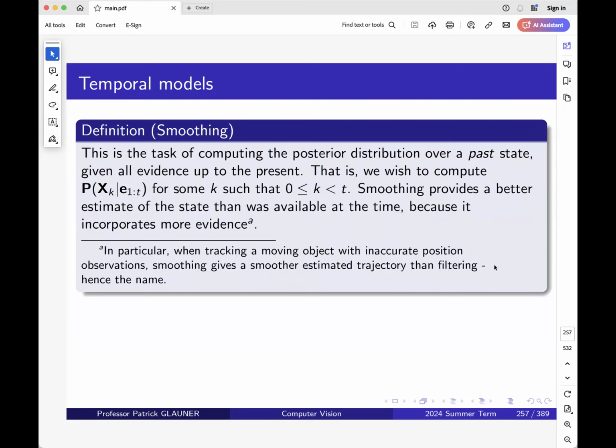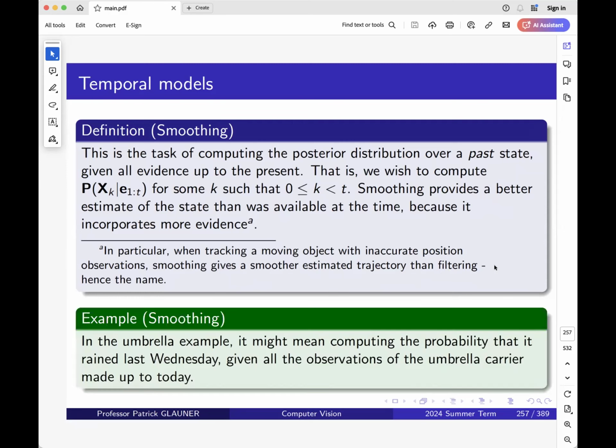There are 2 more tasks I quickly want to share with you, without looking at the equations, just so that you know the terminology. One term is smoothing. Smoothing is the task of computing the posterior distribution over a past state, given all the evidence up to the present. What is that useful for? In our umbrella example, we could compute the probability that it rained a few days ago, for example last Wednesday, given all the observations we have up to today.